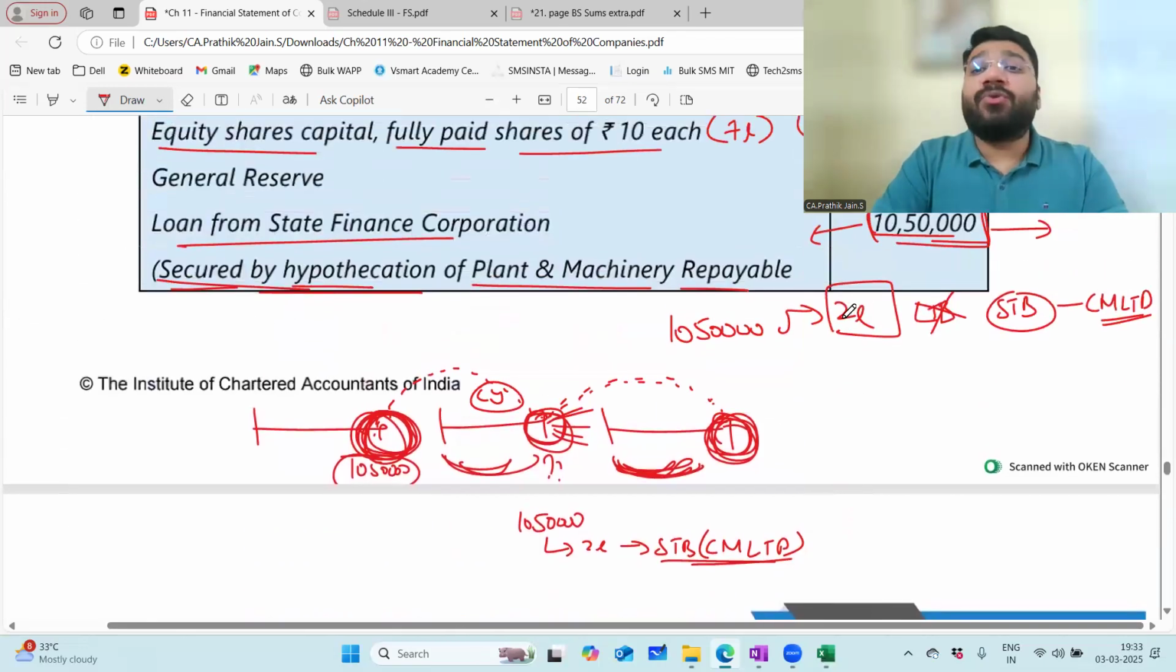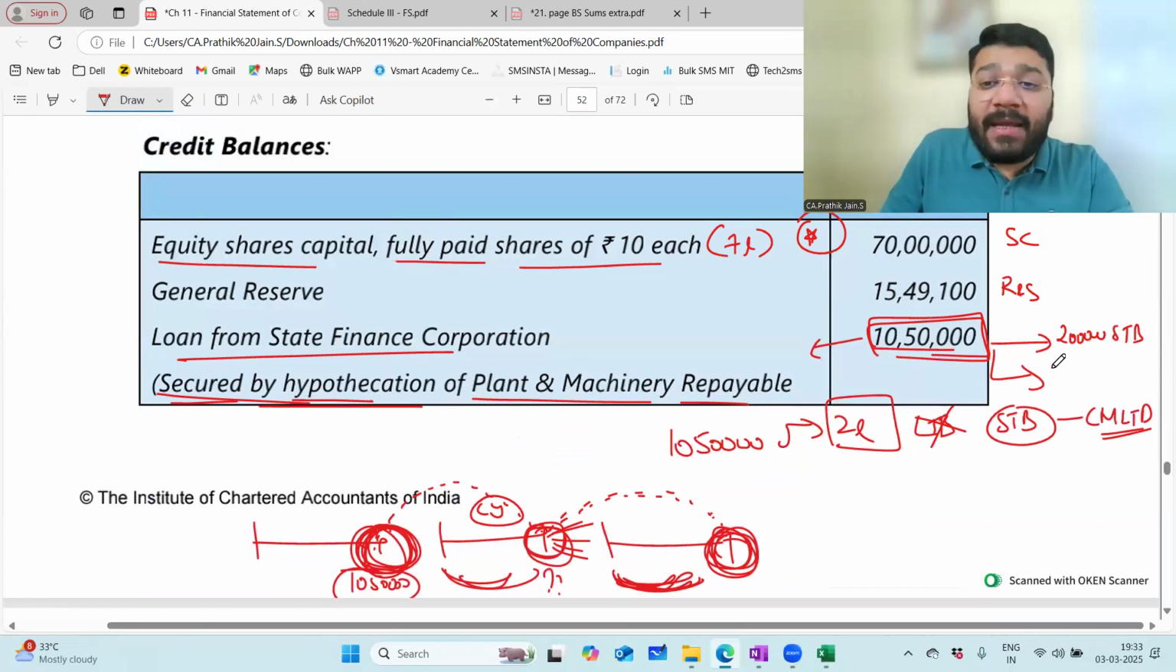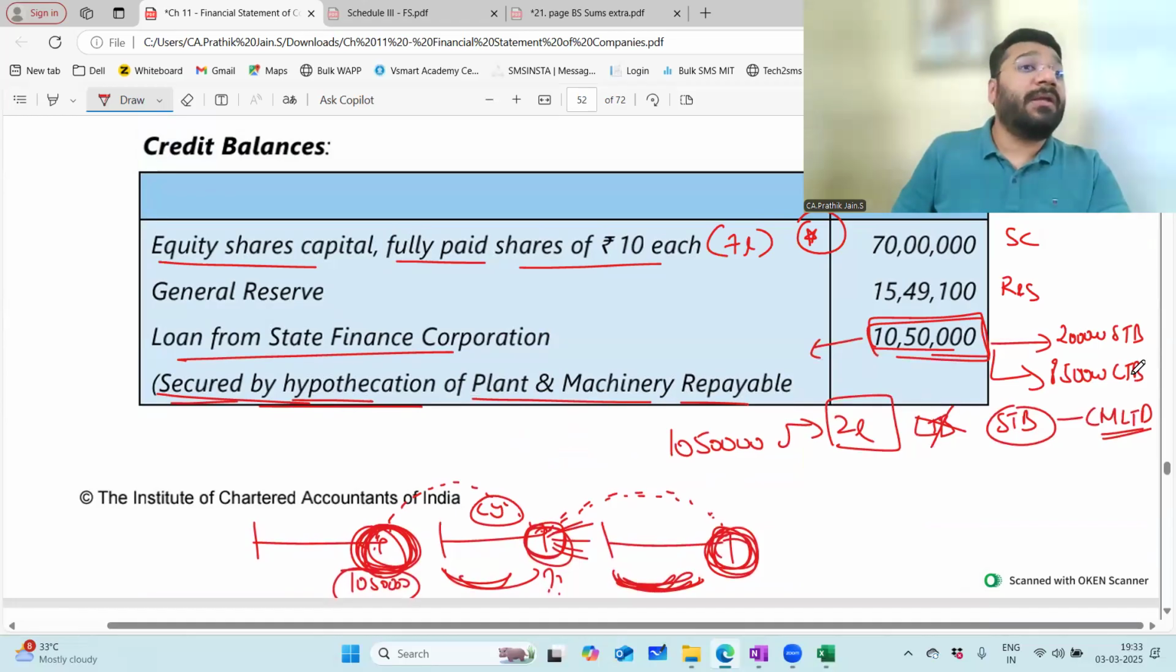So 1050 minus 2 lakh is how much? 850. So 2 lakh will go to your short-term borrowing under current maturities of long-term debt, and the remaining 8 lakh 50,000 will go to your long-term borrowing. What other kind of liabilities? Long-term borrowing.